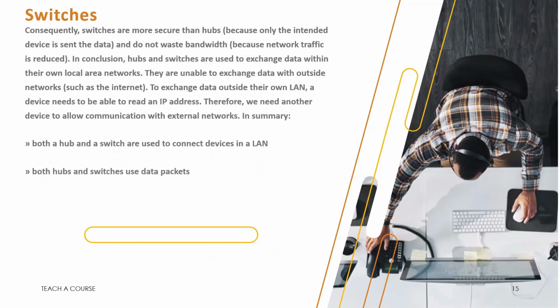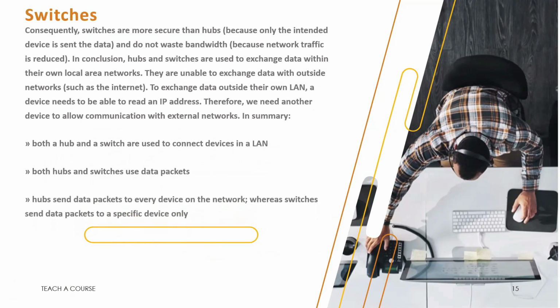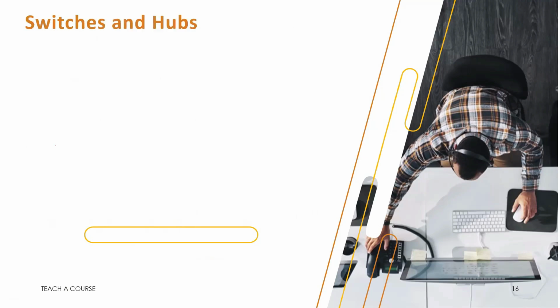So in summary, both a hub and a switch are used to connect devices in a LAN. Both hubs and switches use data packets. Okay, so those are the similarities. Hubs send data packets to every device on the network, whereas switches send data packets to a specific device only.